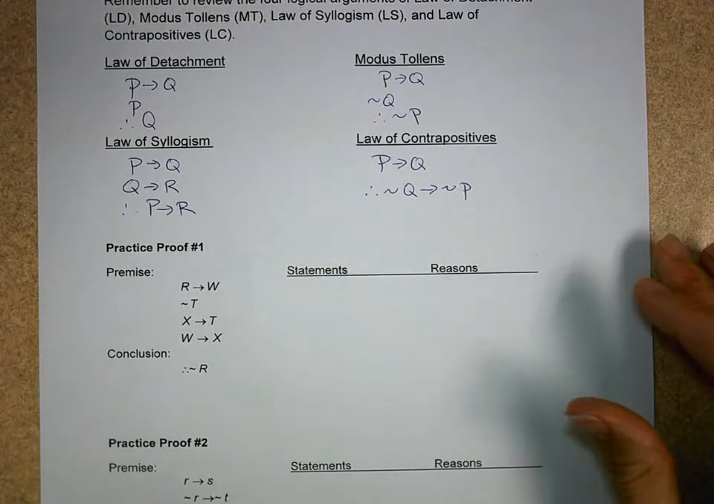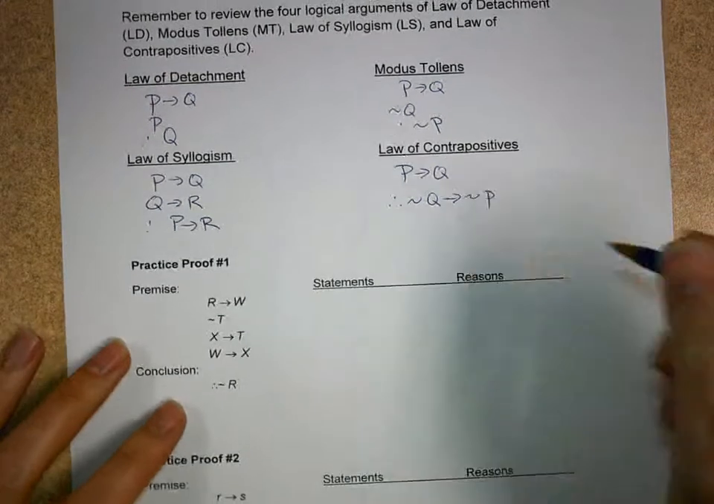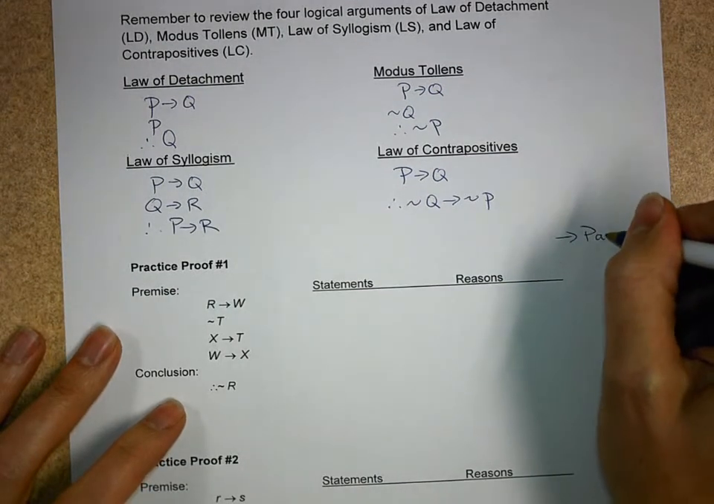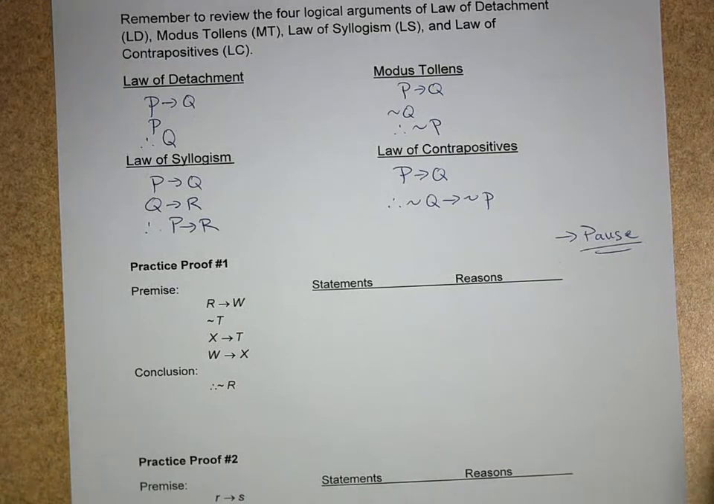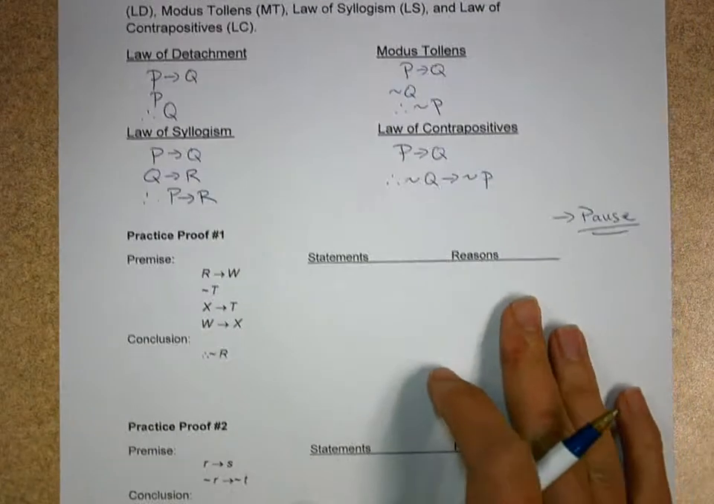So in your brain, what are you going to do right now? Pause, right? So pause it, work the problem, and then restart it when you're ready to go. Or maybe you want to do all 3 and then do it. But however you choose to do it, pause and then start again. So I'm going to start with this.